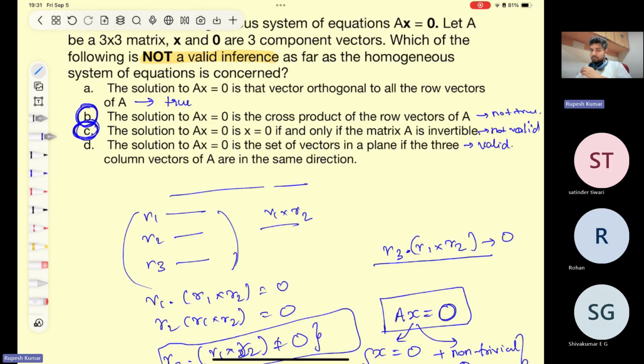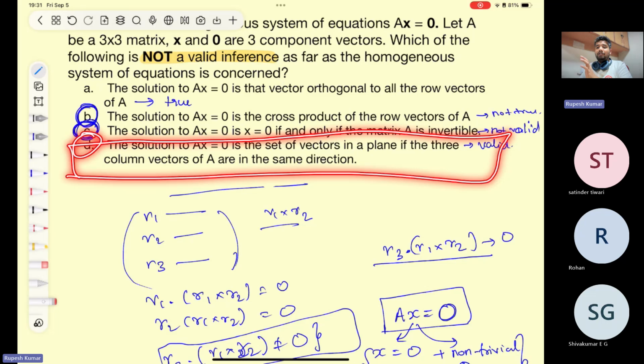So let's move on to the next option. Satyendra, what was the doubt you had? I don't have the doubt. Who had the doubt for option D? No one. I think option D is clear.